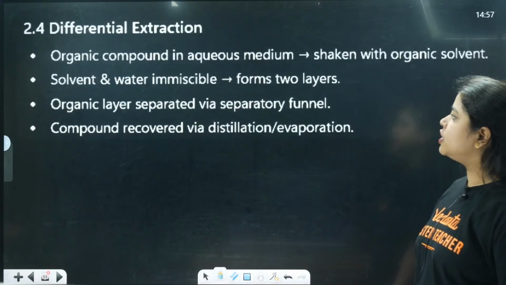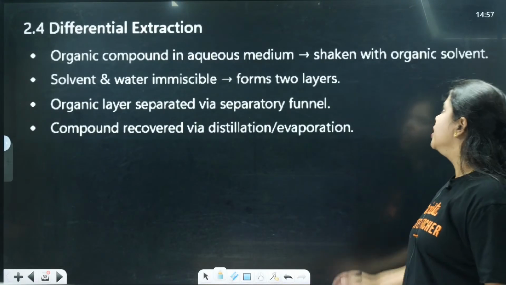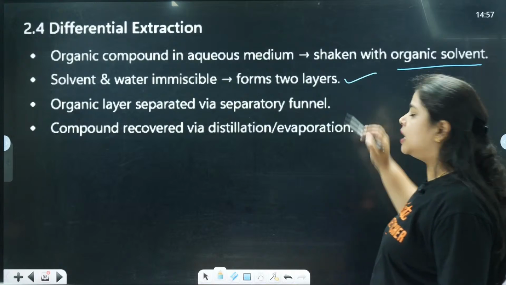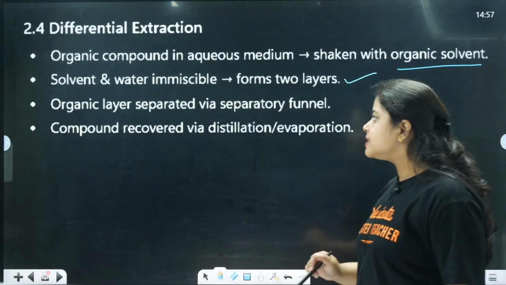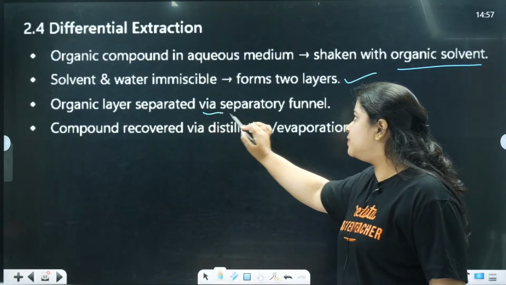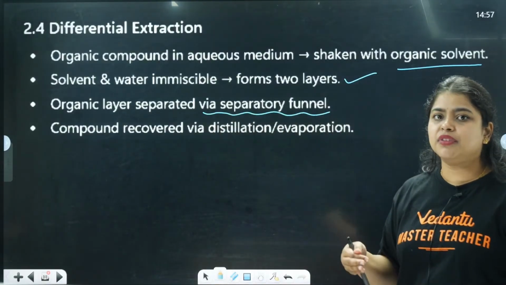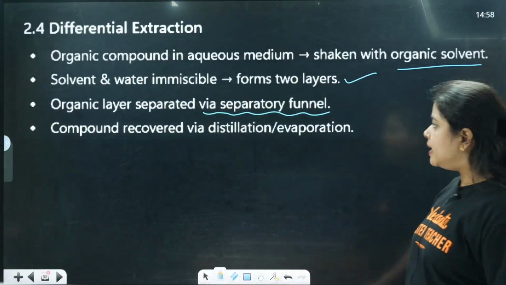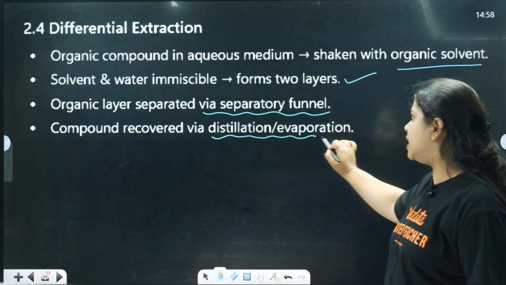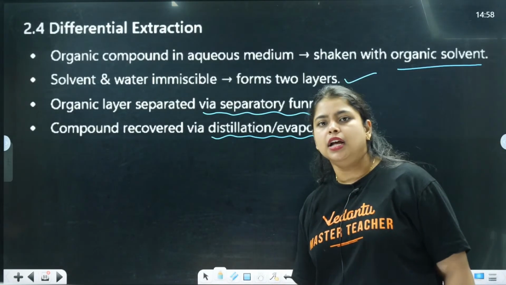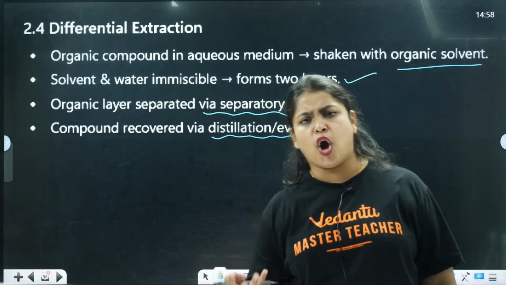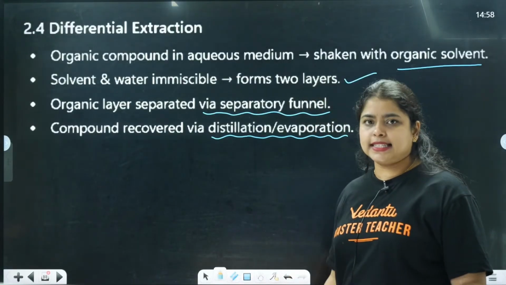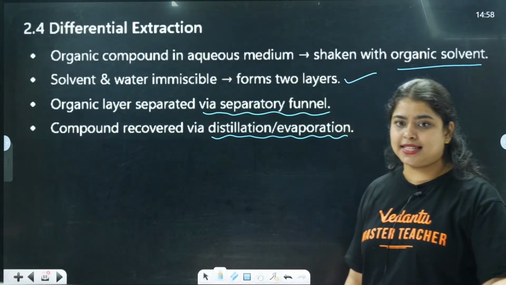Next, differential extraction, where the organic compounds in the aqueous medium are shaken with the organic solvent, and the solvent and the water are immiscible, that is two layers will be formed there. Okay, next comes what, these organic layers will be separated with the separatory funnel. With the separatory funnel it will be separated. Okay, next the compound is recovered with distillation or evaporation. It will be recovered by distillation, or it can be done with evaporation also. Some things we can do by evaporation also, because it's easy, it's a little bit time consuming, but it's easy, no waste of money.